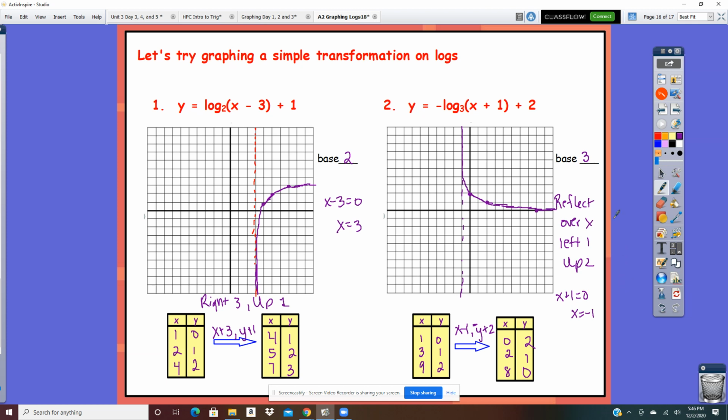And that's a quick review of graphing logarithmic functions. Now remember, you can have additional things like a dilation, a vertical dilation, and a horizontal dilation, and that would affect your values here as well.